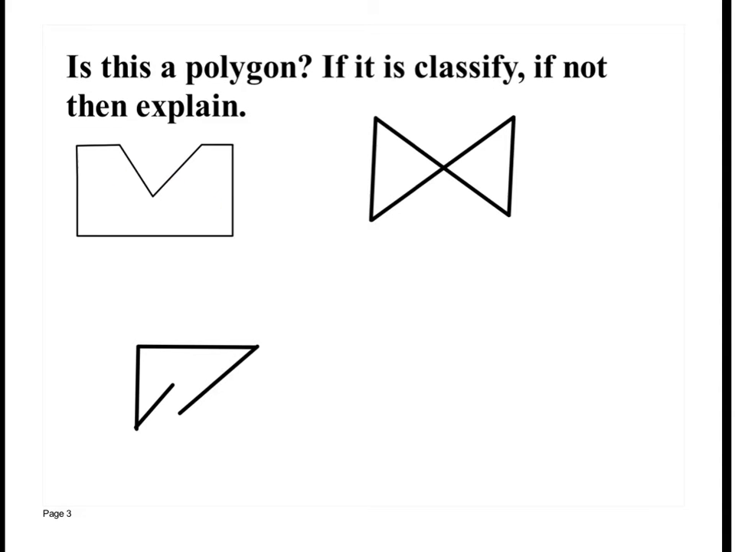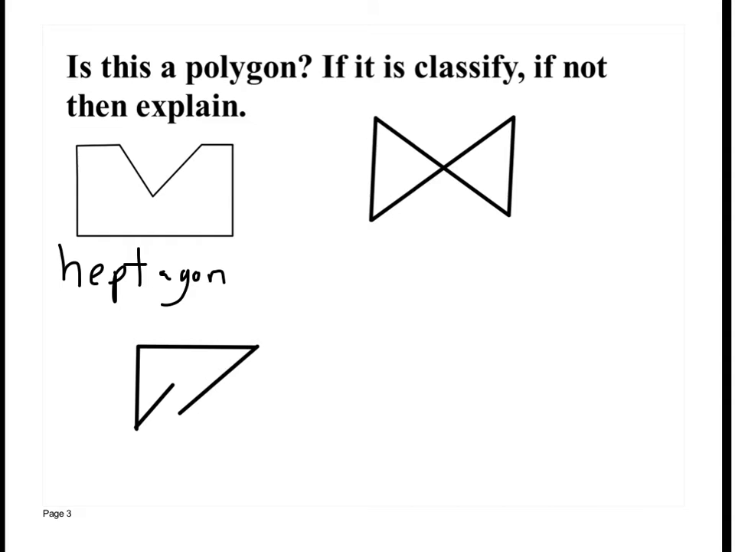Okay, is this a simple closed figure? Is it made of 3 or more line segments? Yes. What kind of figure is this? If it is, then we're supposed to classify it. You said it's a polygon, so what kind of polygon is it? Okay, how many sides? 1, 2, 3, 4, 5, 6, 7. So it's a heptagon.